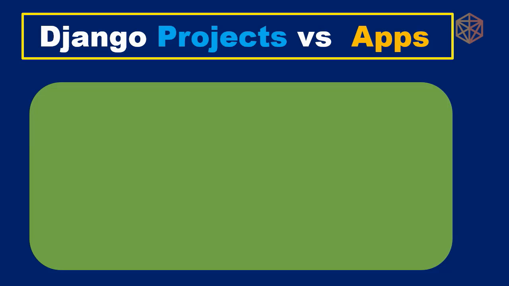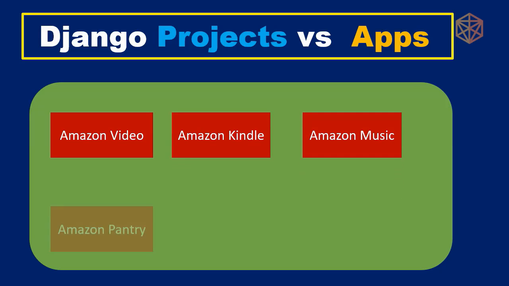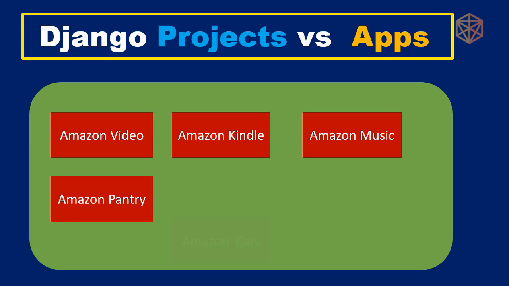Now, the individual components inside the Amazon website will be regarded as an app in Django terms. So things like Amazon Video will be an individual app. Amazon Kindle will also be an app. Amazon Music will be an app. Amazon Pantry will be an app. Amazon Cars will be an app.